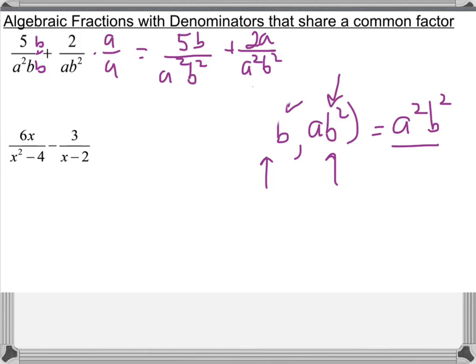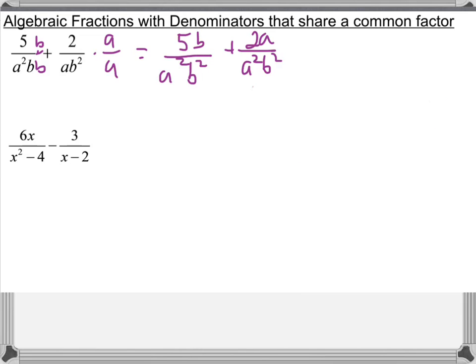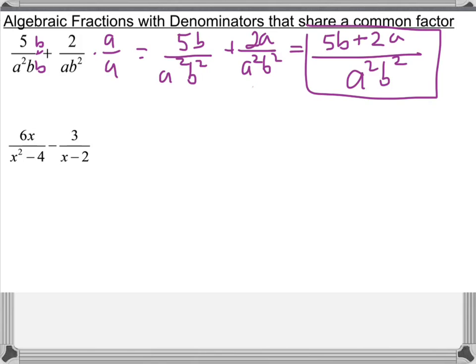Notice now they have the same denominator, okay? And I can add, so this is equal to 5b plus 2a all over a squared b squared. And there's nothing else I can do here, right? I can't cancel the b in the numerator with that in the denominator because the b in the numerator is part of an addend. Likewise with the a in the numerator. The b in the bottom is a factor because it's being multiplied by the a squared. But since the b in the numerator is not a common factor, I can't cancel it.